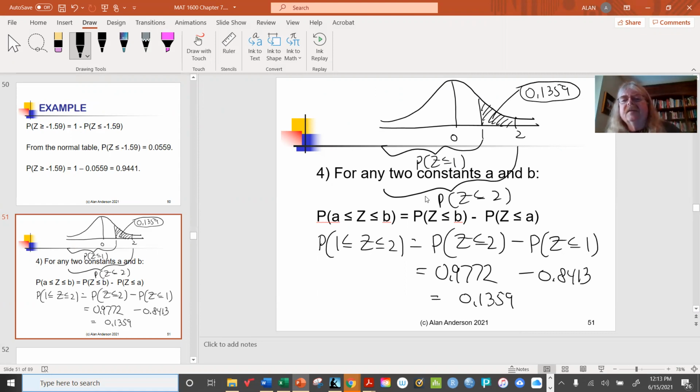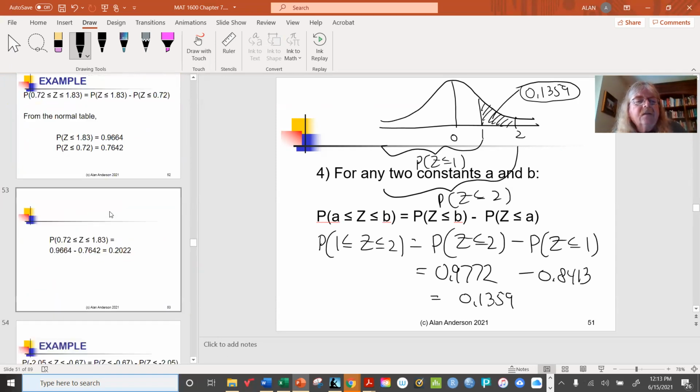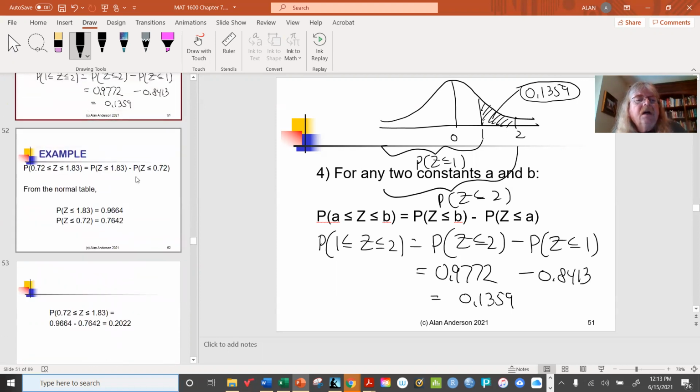So that's our probability. If we need less than or equal to probabilities, they're right in the table. Greater than, we subtract them from 1, and then in between, we subtract the two from each other. So that covers all the possibilities. So no matter what probability you encounter, you can easily figure it out from the table as long as you remember these rules. Now, let's take another example here.